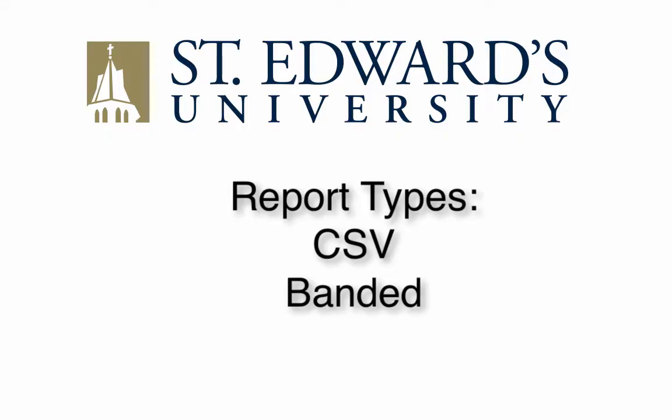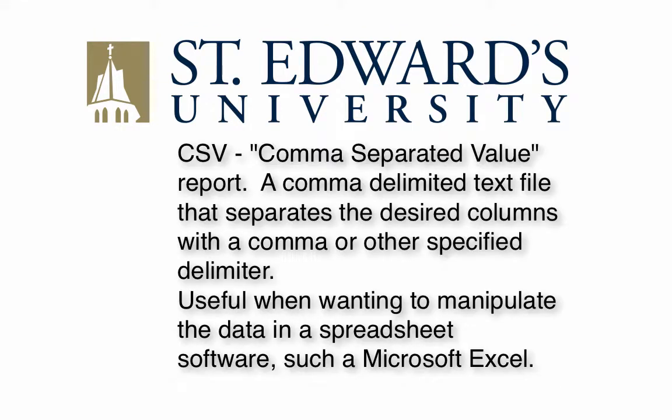If you want to extract a report based on the results, there are two different types of Argos reports: CSV and banded. For this specific data block, there is only one available report to run. The option available is to run a CSV report, or a comma-separated value report. It is the simplest of Argos report types. This is a comma-delimited text file that separates the desired columns with a comma or other specified delimiter. This type of report is useful when wanting to manipulate the data in a spreadsheet software such as Microsoft Excel.